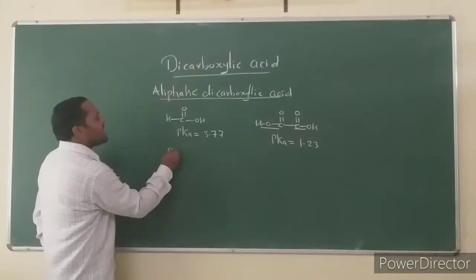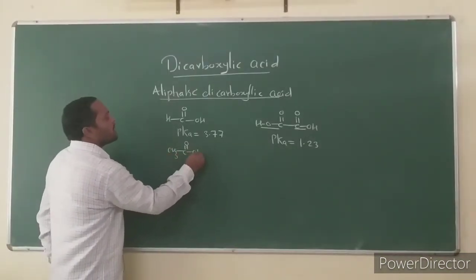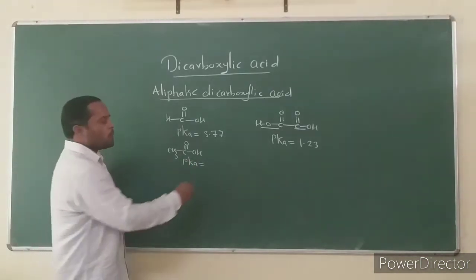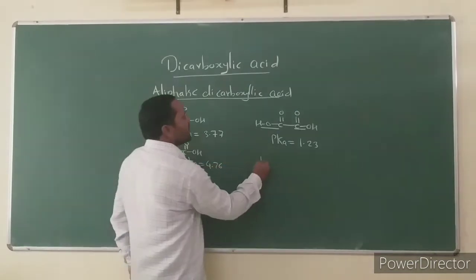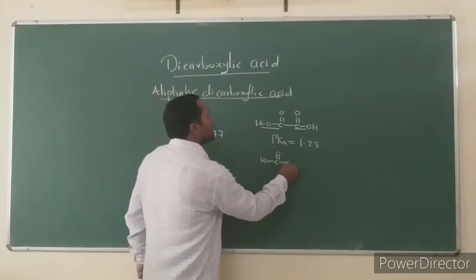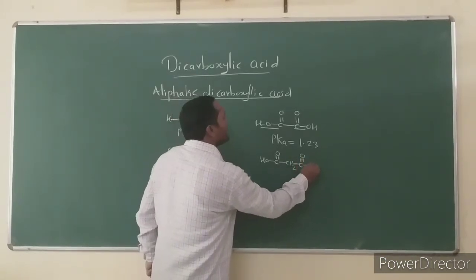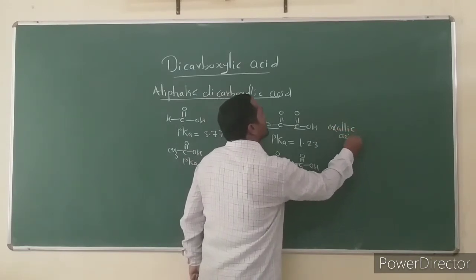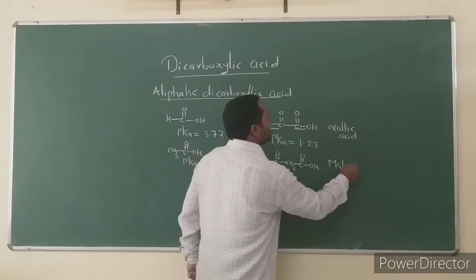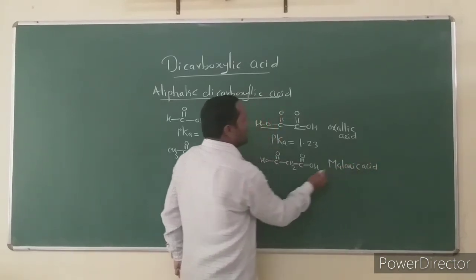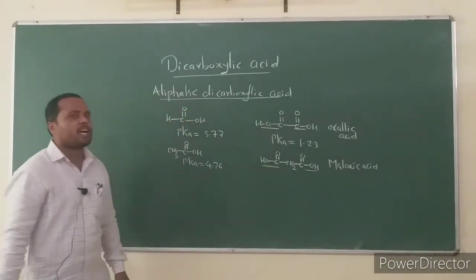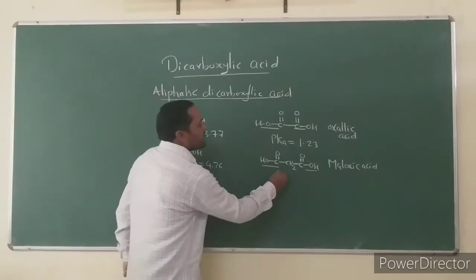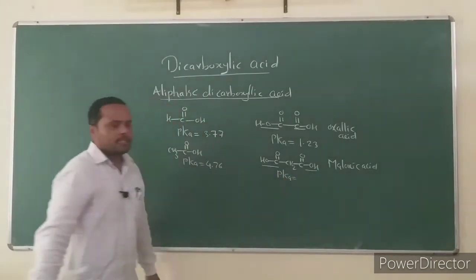Then consider another acid, acetic acid. It is again a monocarboxylic acid. It has a pK value of 4.76. Consider another dicarboxylic acid, malonic acid. The two acid functional groups are separated by one carbon. In oxalic acid, the two acid functional groups are directly attached to each other. Consider this malonic acid's pK value.